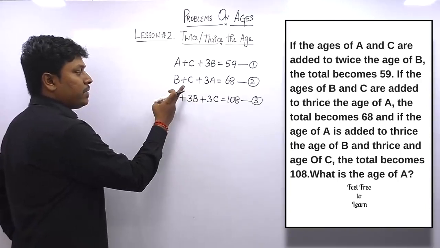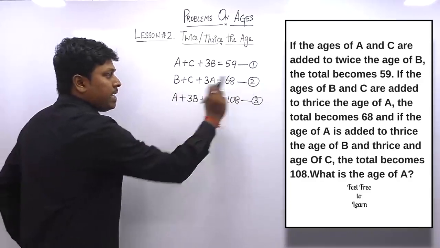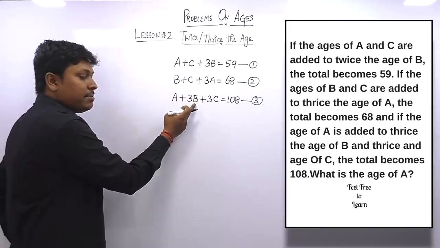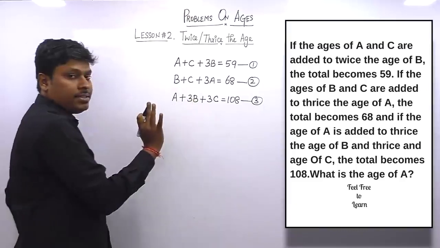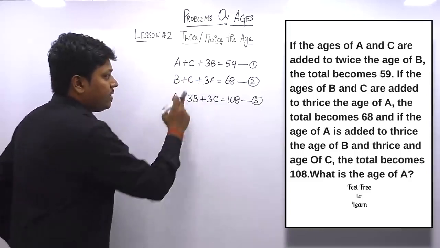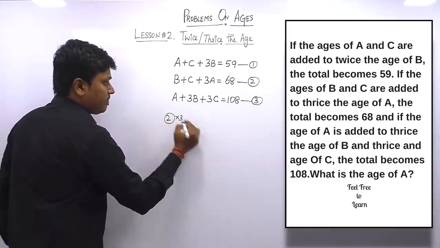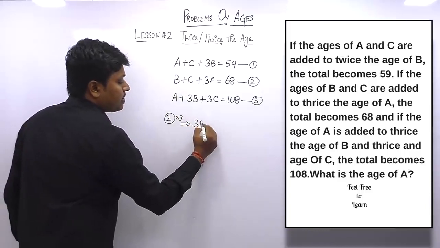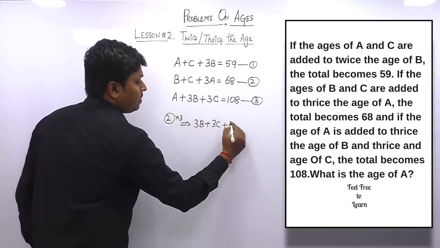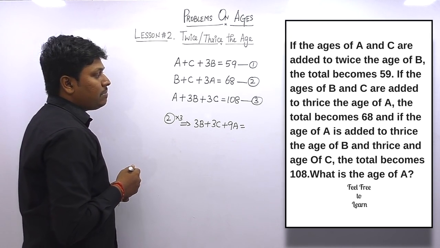Listen here friends, I am just going to multiply equation number 2 by 3. If I multiply equation number 2 by 3, it becomes 3b and 3c. In equation number 3 we already have 3b and 3c, so we can easily cancel b and c and we will get an answer in A. So if I multiply this by 3, 3b plus 3c plus 3 into 3 will be 9, so 9a is equal to 68 into 3, which is 204.